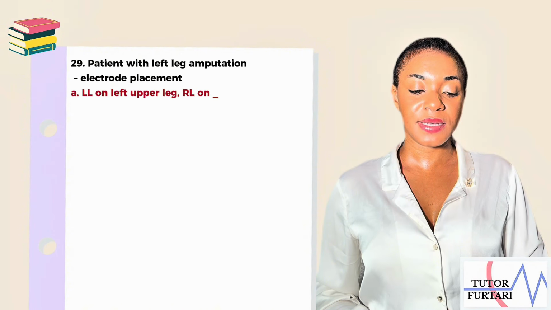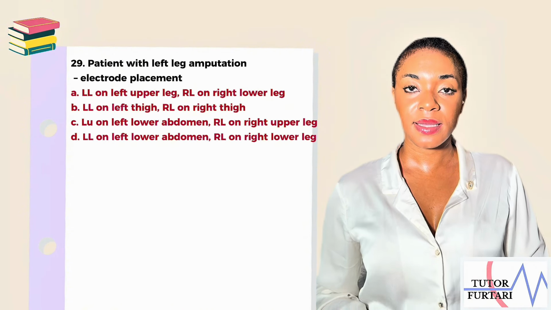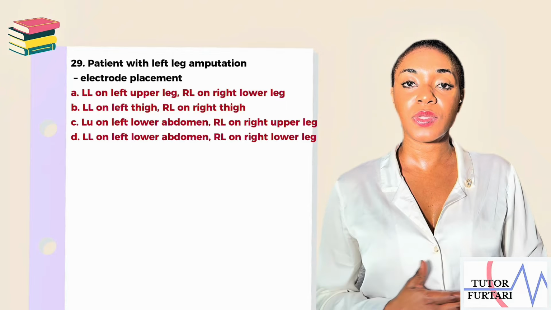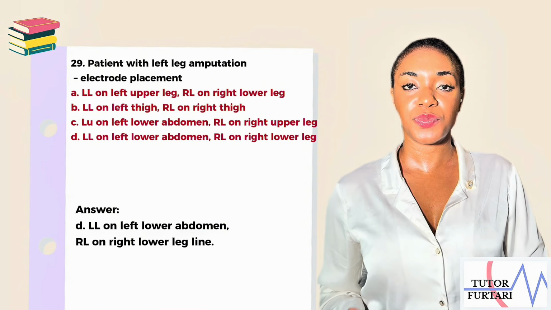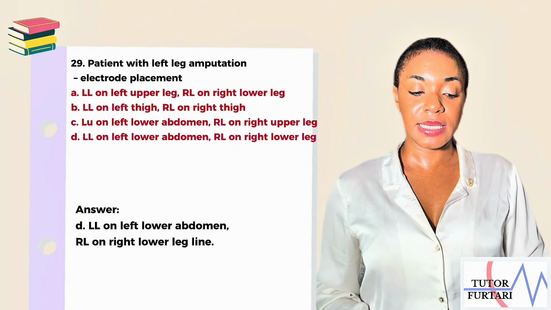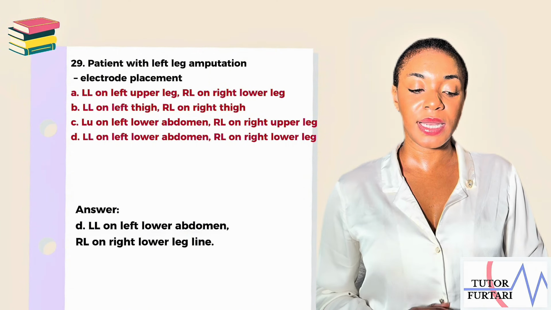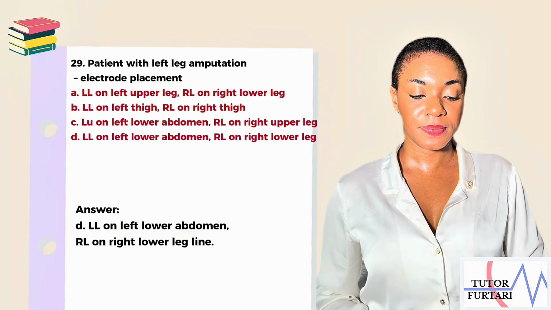29. Patient with left leg amputation electrode placement. Where should it be placed? That means the left leg was cut off. Where should the placement of the electrode be? The answer should be D. Left leg on lower left abdomen and right leg on right lower leg.